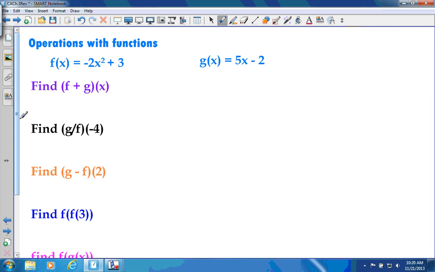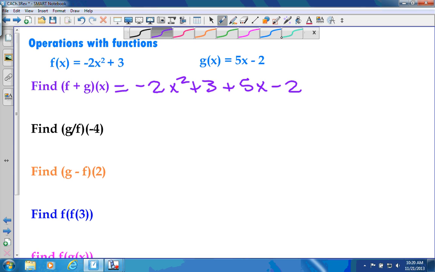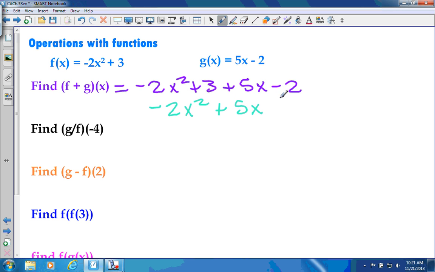Then you'll have some dealing with the operations of functions. Sometimes just figuring out f plus g of x. So here all we have to do is add the two things together and combine the things we can. And the 3 and the 2 can be added together to get 1.